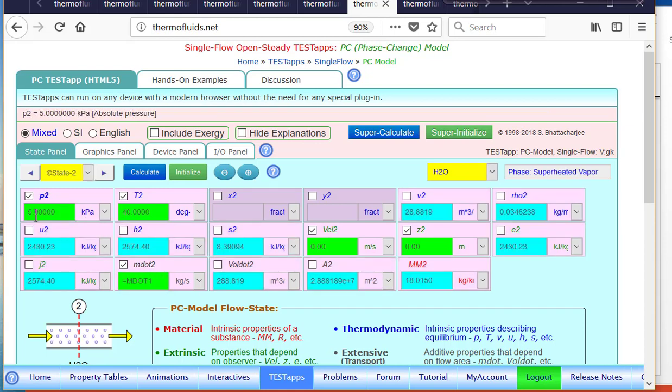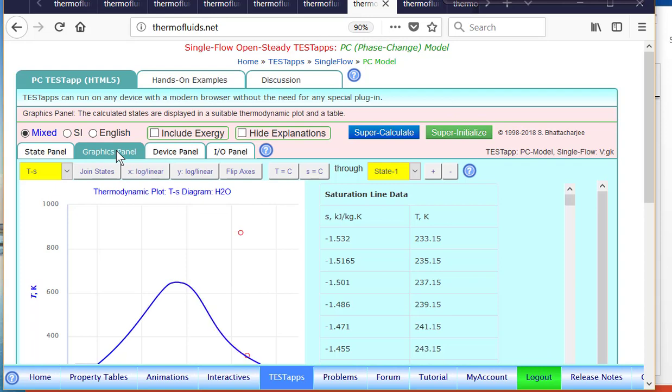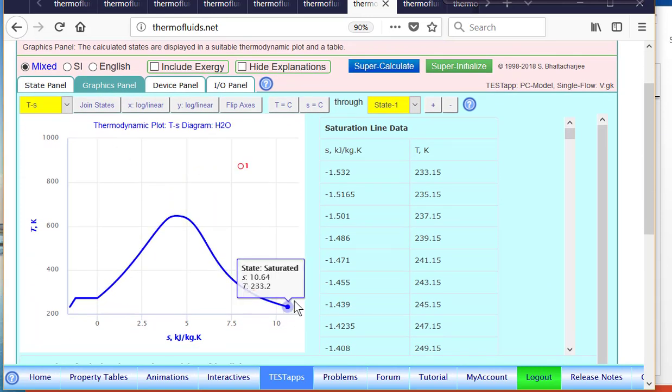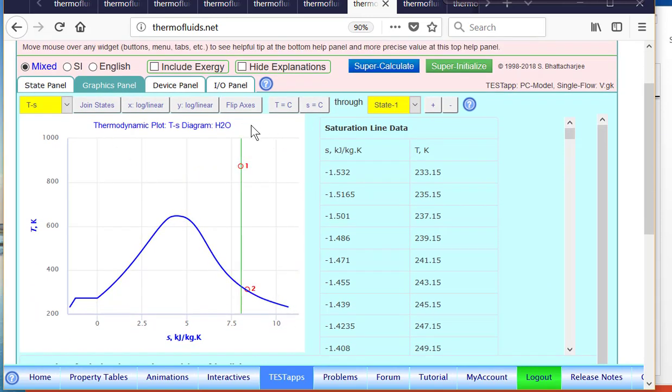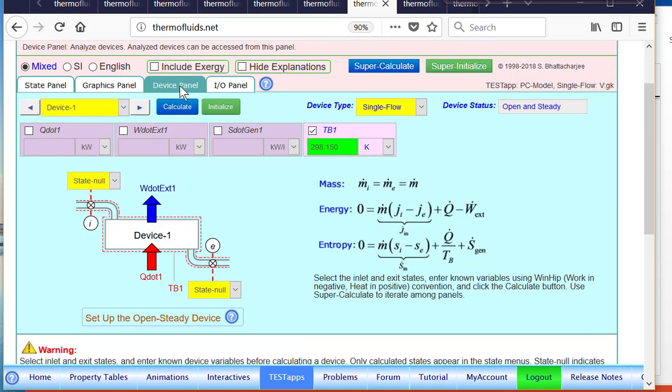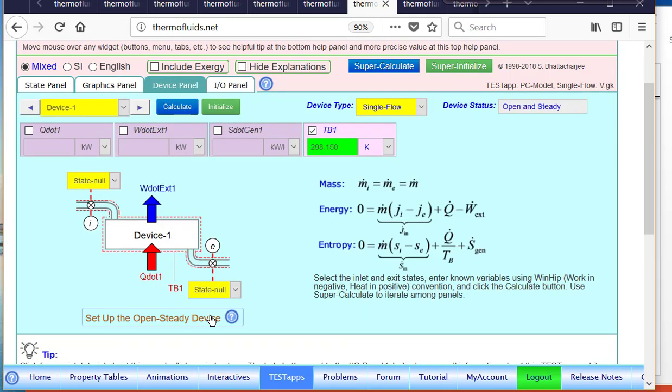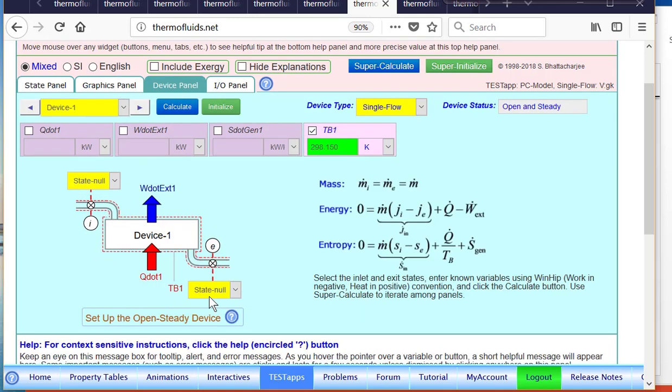So with state 1 and 2 calculated, you can see that if I draw a constant entropy line, it's not an isentropic turbine. Some entropy generation must be in this system. So we go to the device panel. That's where you can see it's a steady device. Inlet state you can load, and exit state you load.